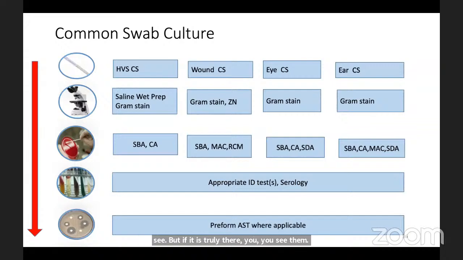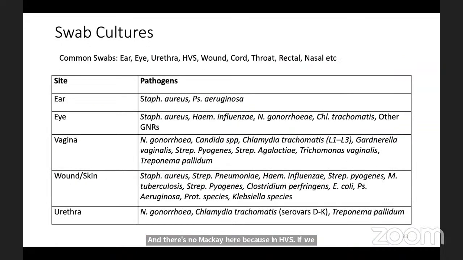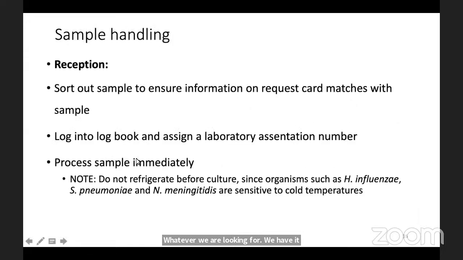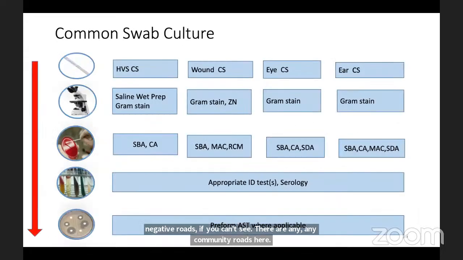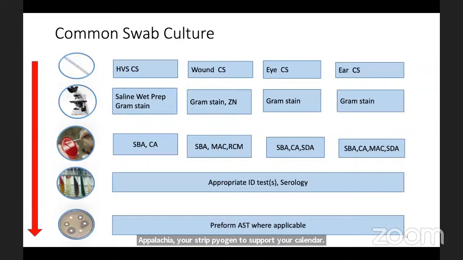And then you go ahead and inoculate your sheep blood agar and chocolate agar. There is no MacConkey here because in HVS, if we go back to the chart, whatever we are looking for, we hardly have gram-negative rods. So there's no need for MacConkey. The blood agar will support your Strep agalactiae, your Strep pyogenes, it will support your candida, and then you are good to go. If there's a growth, you do the appropriate identification tests, and then your AST.